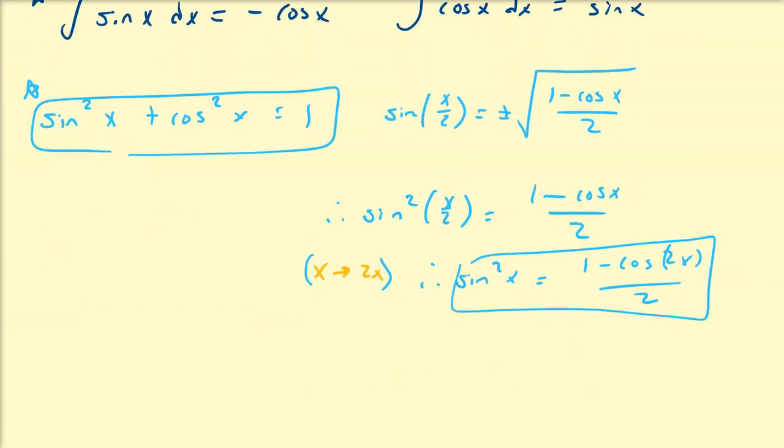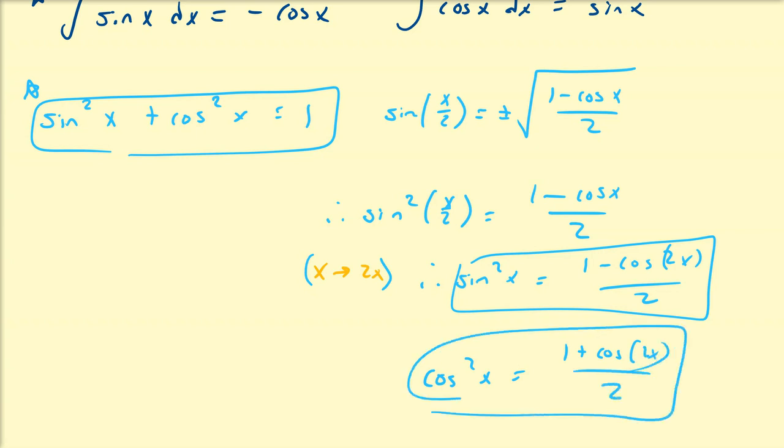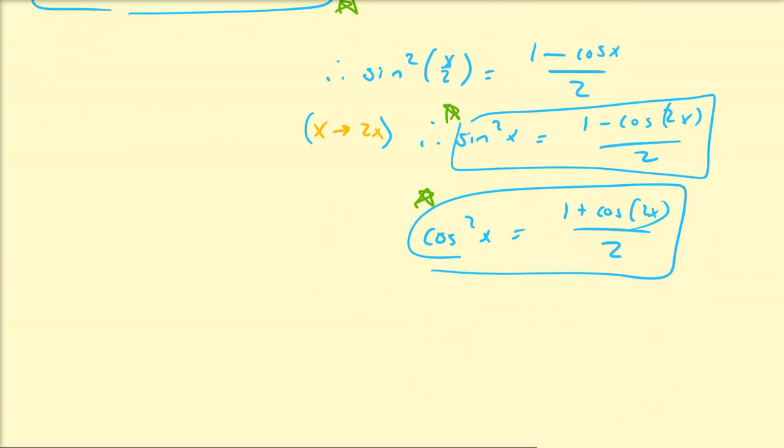We can also verify in a similar way that cosine squared of x is equal to 1 plus cosine of 2x, divided by 2. So we'll be using these three trigonometric identities very often. With that being said, let us start with our discussion of our integral of interest.